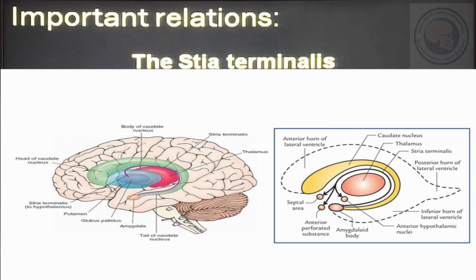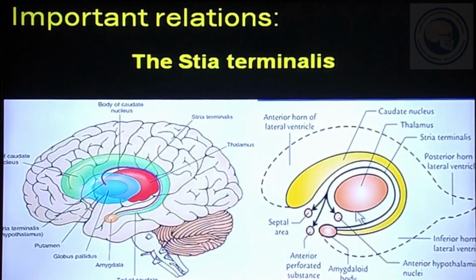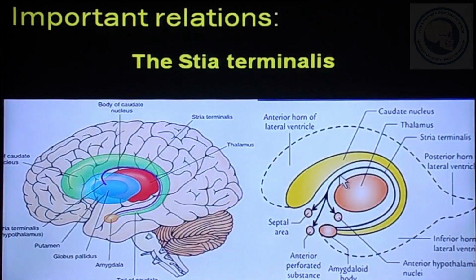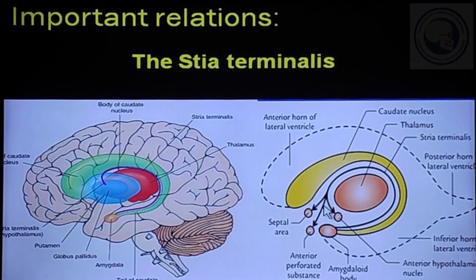I told you before that stria terminalis starts at the amygdaloid nucleus in the temporal lobe and passes between the thalamus medially and the body of caudate laterally to reach the septal area below the rostrum. Again, this is the stria terminalis. It usually terminates at the septal area, but it can terminate at other sites like the anterior perforated substance or the anterior hypothalamic nucleus, but mainly it begins at the amygdaloid and terminates at the septal area. It passes between the thalamus medially and the body of caudate laterally.